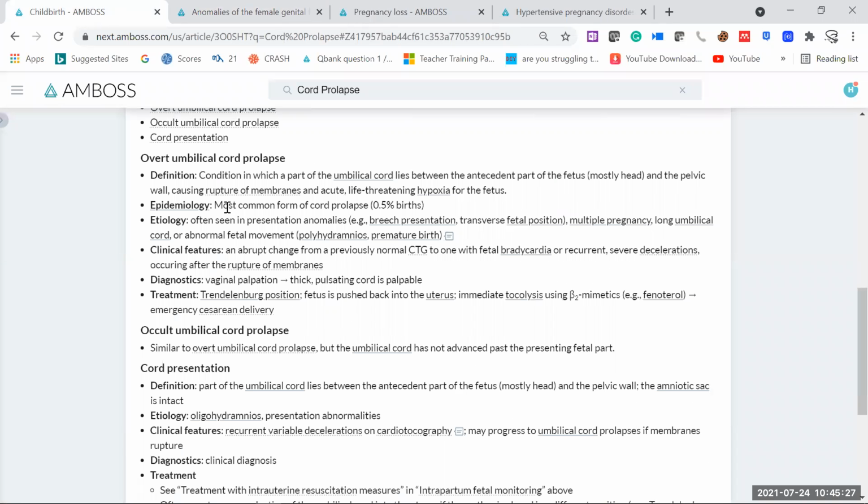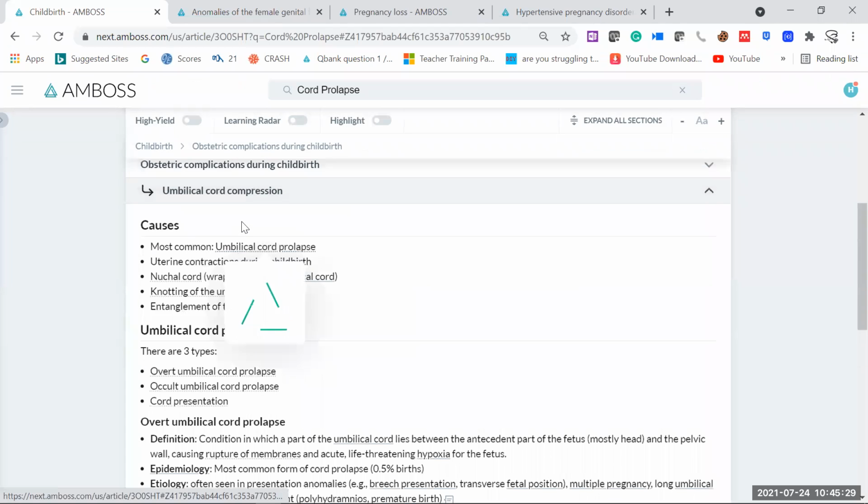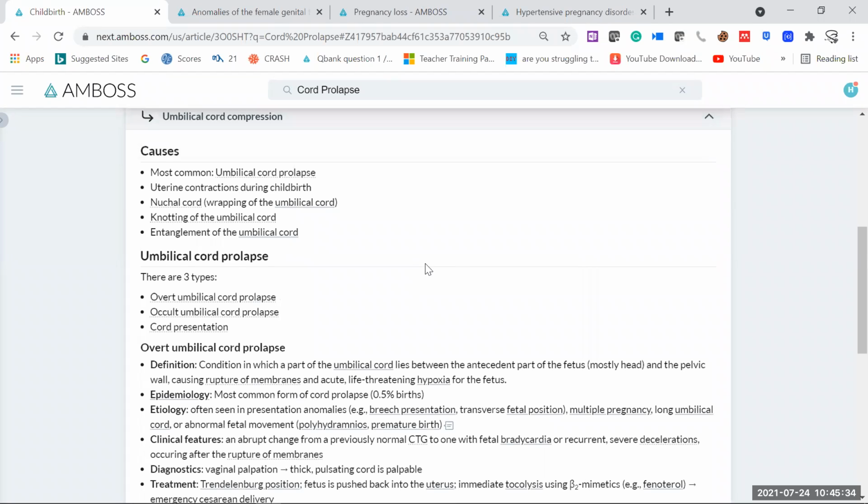Okay, here we have cord prolapse. For cord prolapse, we have certain presentations. There are 3 types of umbilical cord prolapse, and whenever umbilical cord prolapse is mentioned, always think about surgical emergency. Sometimes only the cord is the presenting part, sometimes cord prolapse is actually evident. So there are 3 types on the basis of presentation of the cord: overt umbilical cord prolapse, occult umbilical cord prolapse, and cord presentation.